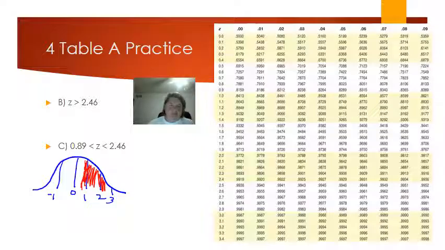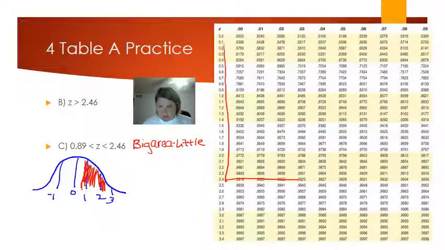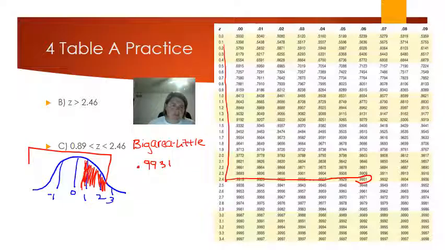Whenever you have a piece like this and you're using a table, you basically are going to take the big area minus the little area. Right? You don't want to have a negative area. It's probably pretty obvious. So the big area is 2.46. I'm going to go down, going to go over. Oh wow, look, the same value we got last time. So the big area is 0.9931. I don't want to subtract from 1 this time because I want basically this whole area. Okay, and that's what that just gave me.